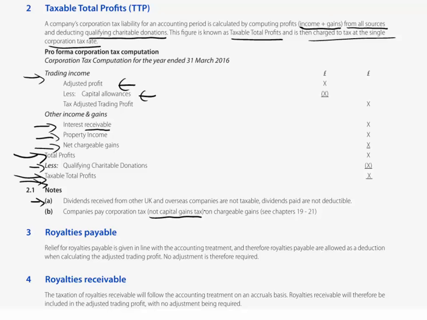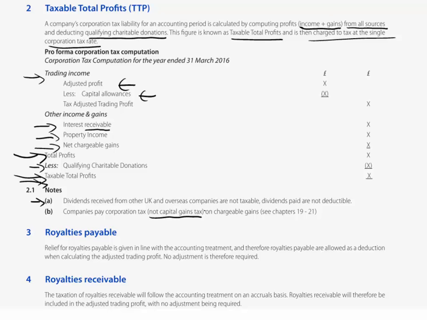Okay, I want you to look at and learn that pro forma computation to understand that the computation itself is prepared for a chargeable accounting period. What is the chargeable accounting period? Usually, but not always, the same as the period of account. I've gone through that now several times. I won't repeat myself again, but make sure you've learnt it prior to next time.